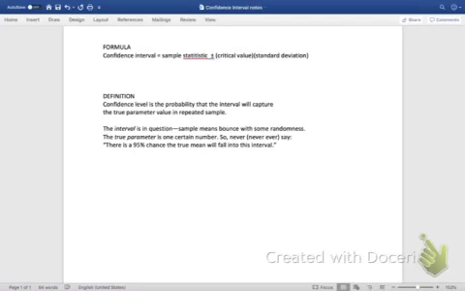Let's sum up confidence intervals with the formula and the definition. The formula we saw from a previous video: we take, in our case, our sample proportion, or p hat, and then we add and subtract, so that's plus or minus, our critical value. In this case, it's a z-score, a very certain z-score that gives us 95% in the middle of the bell curve, and then our standard deviation, which we had calculated.